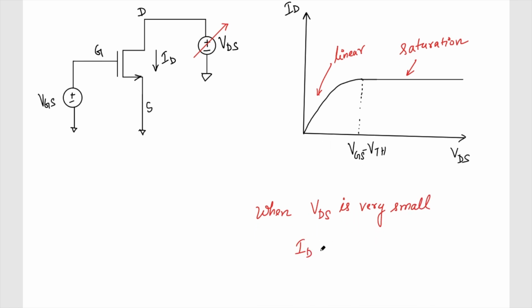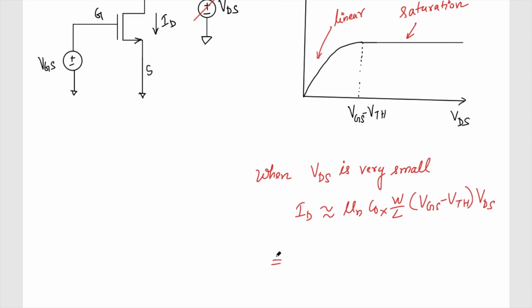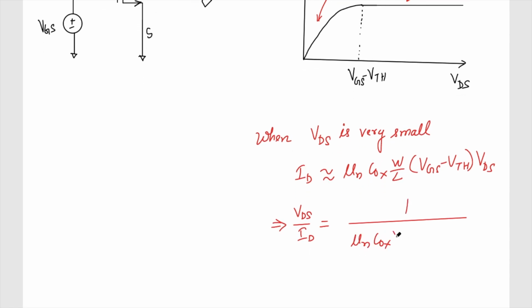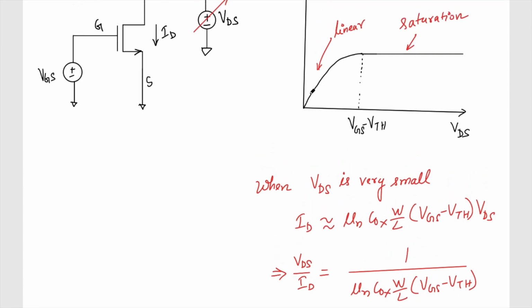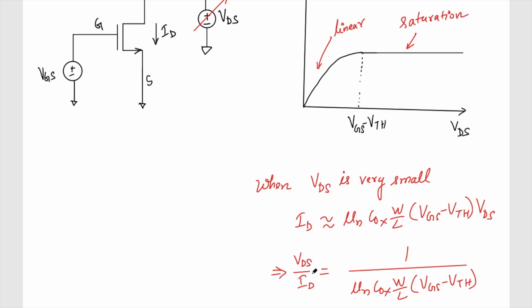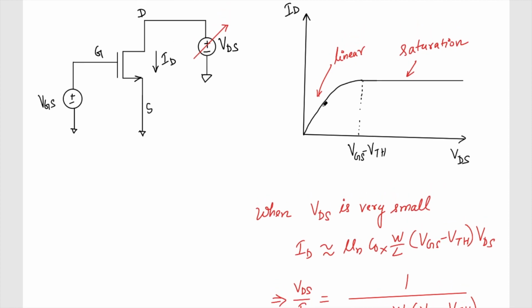My ID, with the square term gone, will be approximately mu n C ox W by L times VGS minus VTH times VDS. This implies VDS by ID is going to become 1 by mu n C ox W by L VGS minus VTH. Since my VGS is constant, it's not changing, so this is basically the resistance, and in this region, when my VDS is very small, it is like a straight line, because the ratio of VDS and ID is constant and it goes through zero.